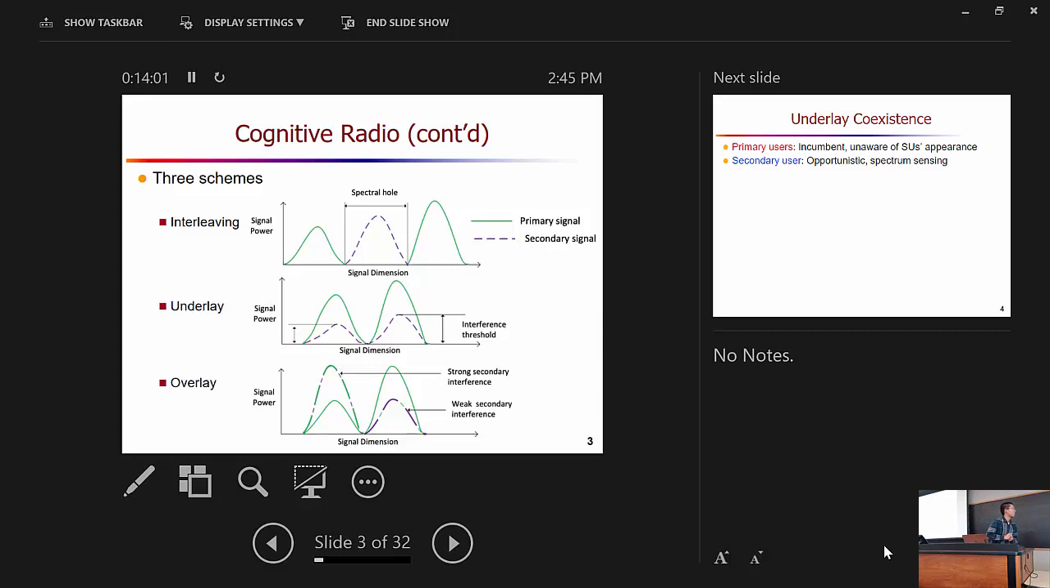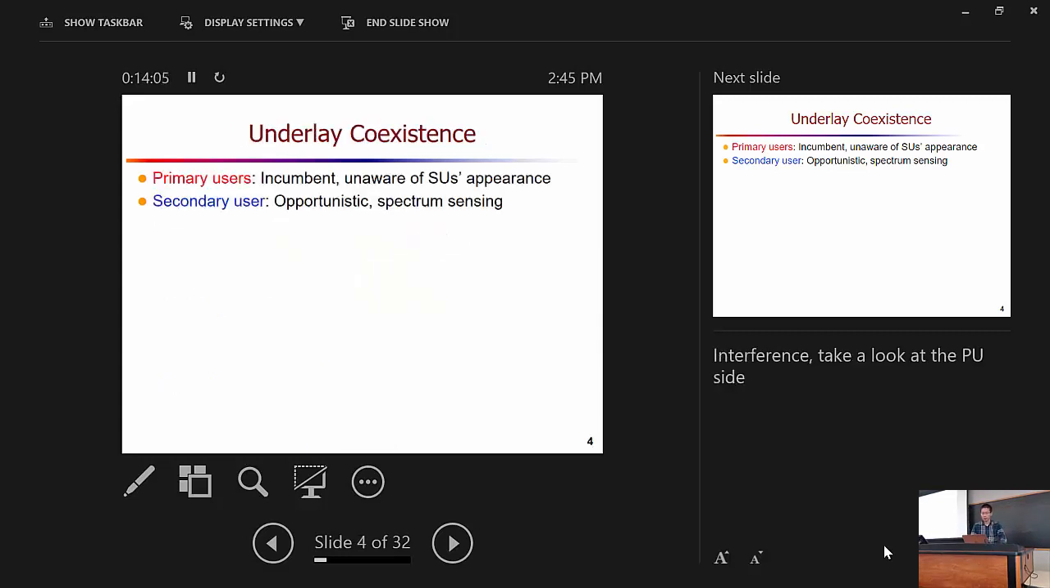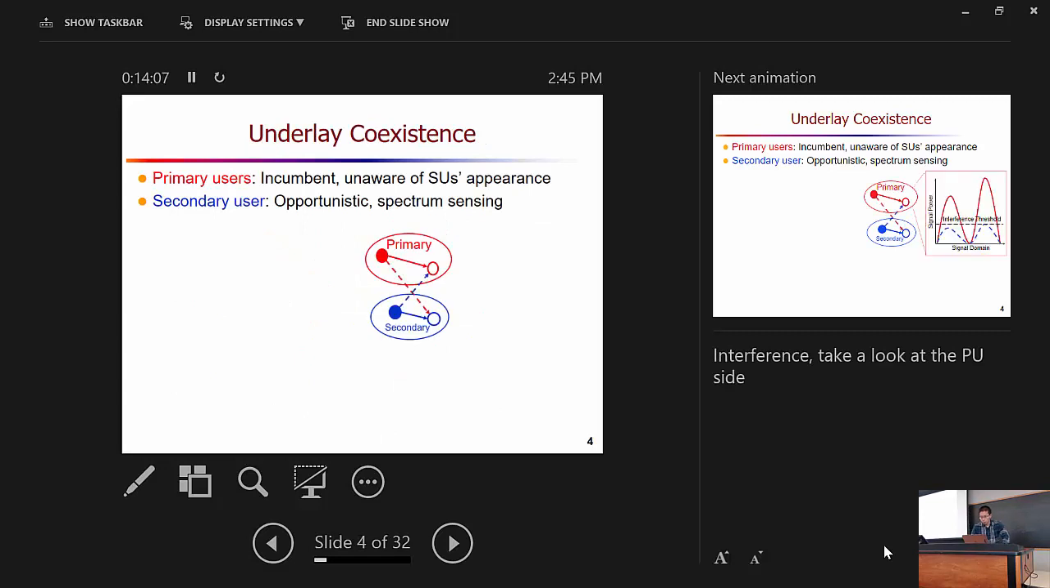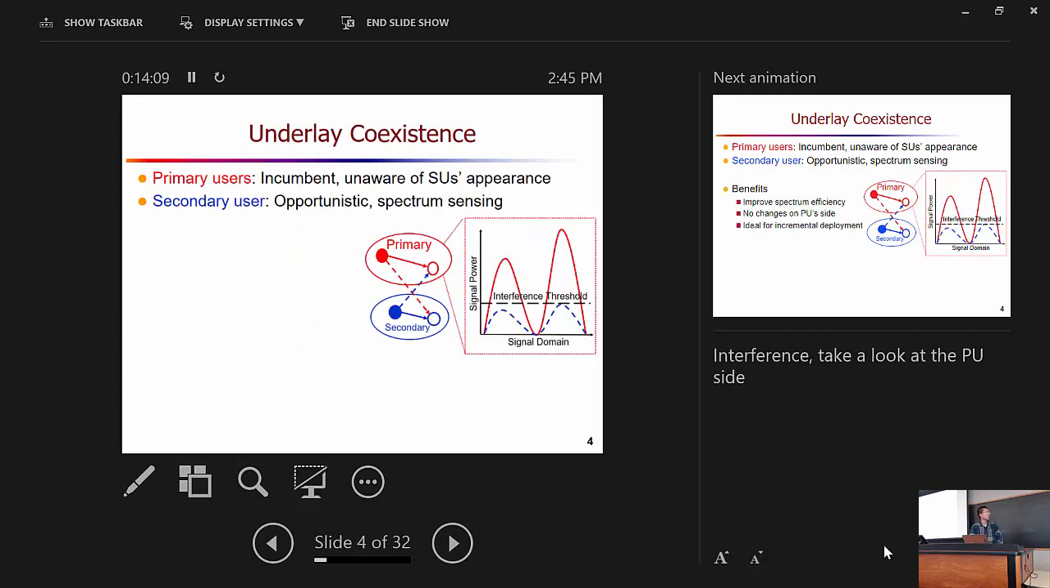This has been attracting increasing attention, so let's talk about that in our talk today. Let's review how this works. We have the interference threshold, and you want to ensure that the secondary signal is limited by the threshold, as you see by the formula. For example, two sets of users, two transmitter-receiver pairs, one primary, one secondary.